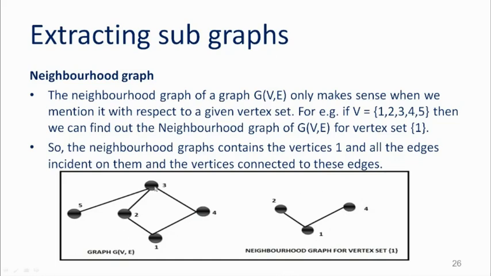If you consider 3, then 2 and 4 are the connecting vertices. So this can be considered as the neighborhood graph. So here in the diagram, it was shown that from 1, the vertex has been considered, along with the neighboring vertices. So this is the neighborhood graph for vertex 1.